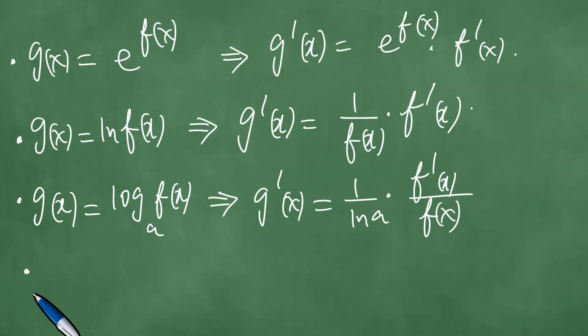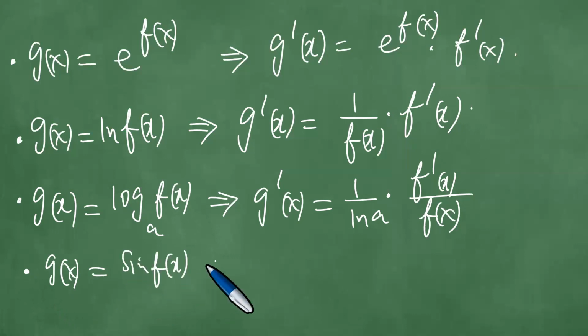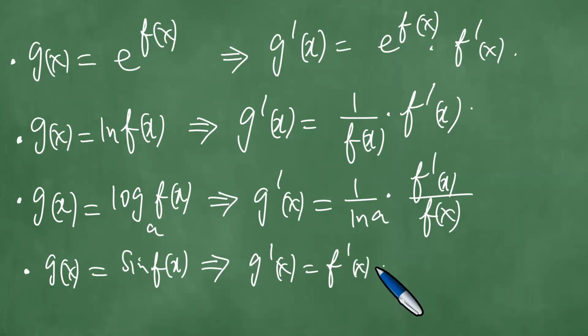Like this. Okay, what about if there's a function g of x and it is the same as the sine of f of x? Then the derivative of g, okay, the derivative of the sine is cosine, but you then multiply by the derivative of the argument of the function, and you have f primed of x times cosine f of x.